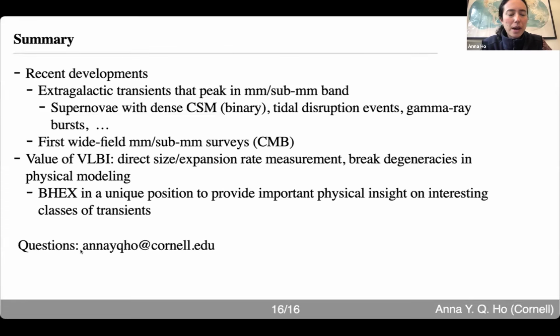Okay, so just to summarize, I talked about a couple of recent developments in time domain astronomy: the discovery of various classes of transients that really peak in the millimeter and submillimeter band. The reasons for that behavior are all interesting, and we're still trying to figure out exactly what's going on in these systems physically. We also have the first wide field surveys at these high frequencies. VLBI has had a longstanding role in transient astronomy at centimeter wavelengths, helping us to break degeneracies in physical modeling. But what's happening now is that we have a need for millimeter VLBI. And for some of these types of objects, given their high brightness temperatures, I think that BHEX would be in a very good position to help us solve some of the mysteries about their nature. And with that, I'll just leave up the summary slide and take any questions.